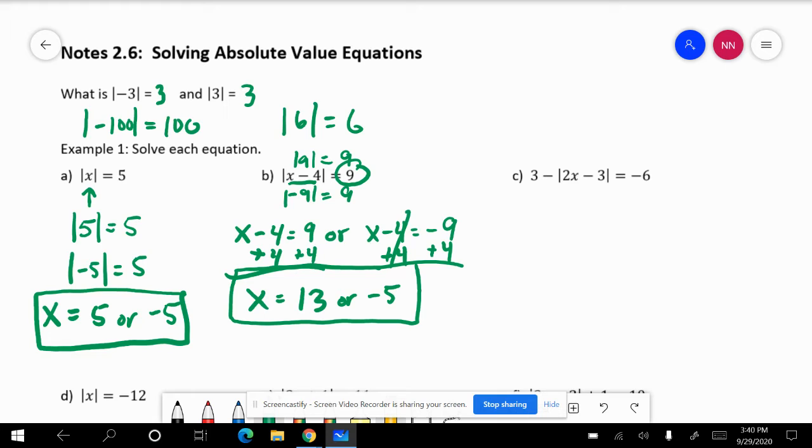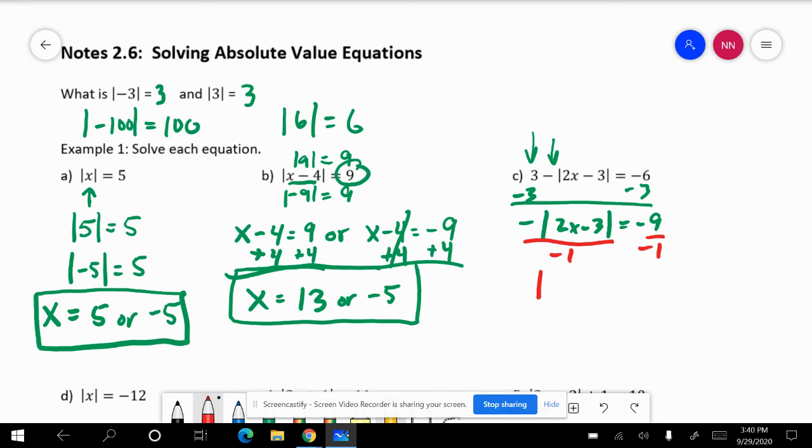Now with letter C, notice that the absolute value has more to it. There's a 3 and it's negative. So we need to get the absolute value by itself before we're able to write the two equations. So I'm subtracting the 3. I get negative absolute value of 2x minus 3 is equal to -9. Now what I want to do is get rid of the negative in the front, so I'm going to divide by -1, and that gives me the absolute value of 2x minus 3 is equal to 9.